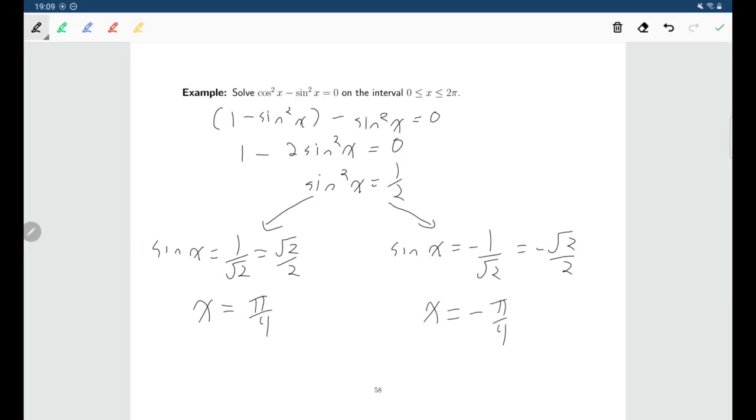That's coming from our inverse trig function. So the inverse trig function, sine inverse, gave us those two values, pi over 4 and negative pi over 4. Now we just have to find the solutions that are actually in that interval. The first one, pi over 4, is.